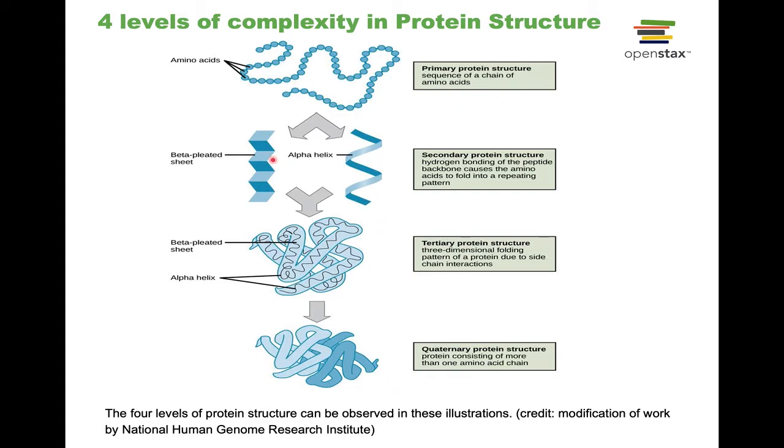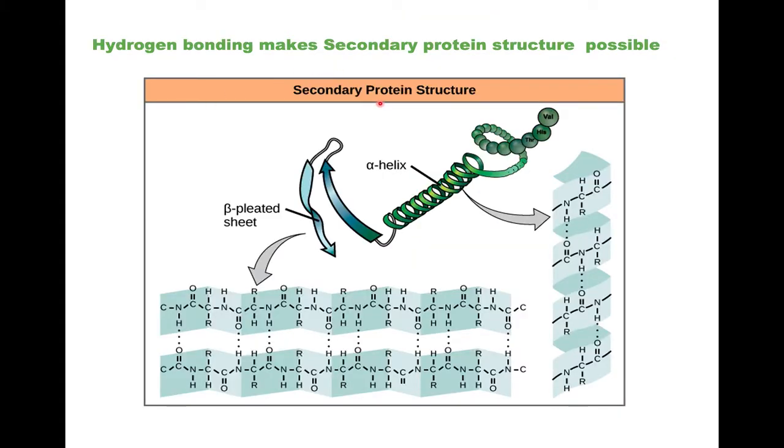Now, what drives formation of these structures? For the secondary protein structure, it is due to hydrogen bonding between the components of the polypeptide chain. We said, let me bring my pencil.